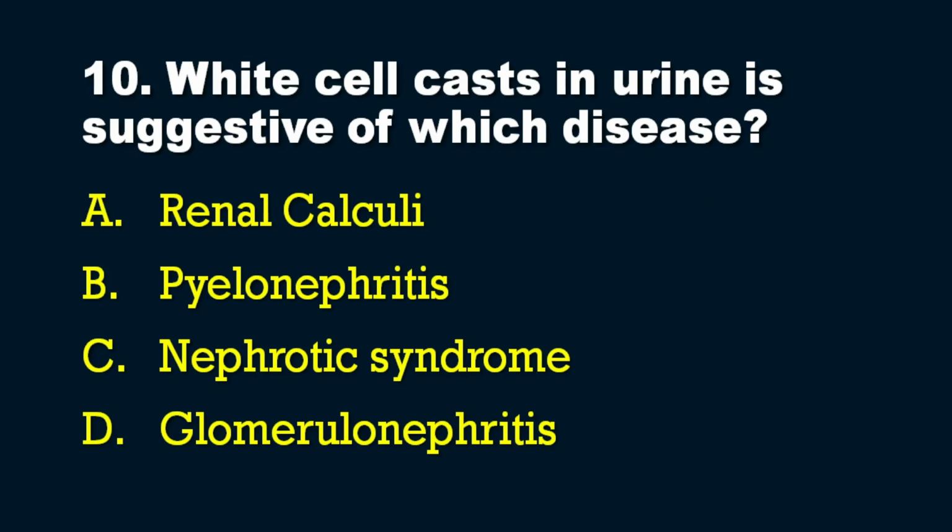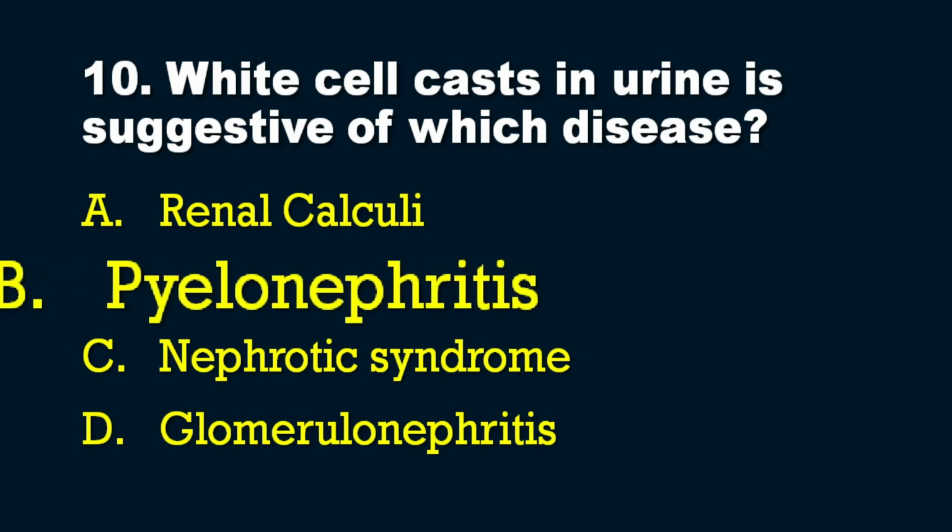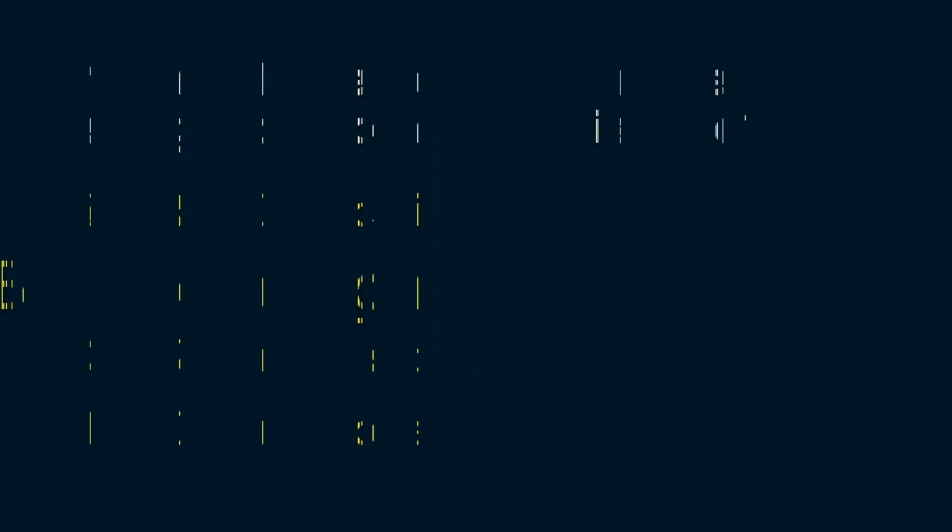Because white cell casts, that is WBCs, can be seen in any of the infections, but in the urine it is a little more specific. So the answer is option B, pyelonephritis. So why pyelonephritis and what is pyelonephritis? That I will be explaining now.